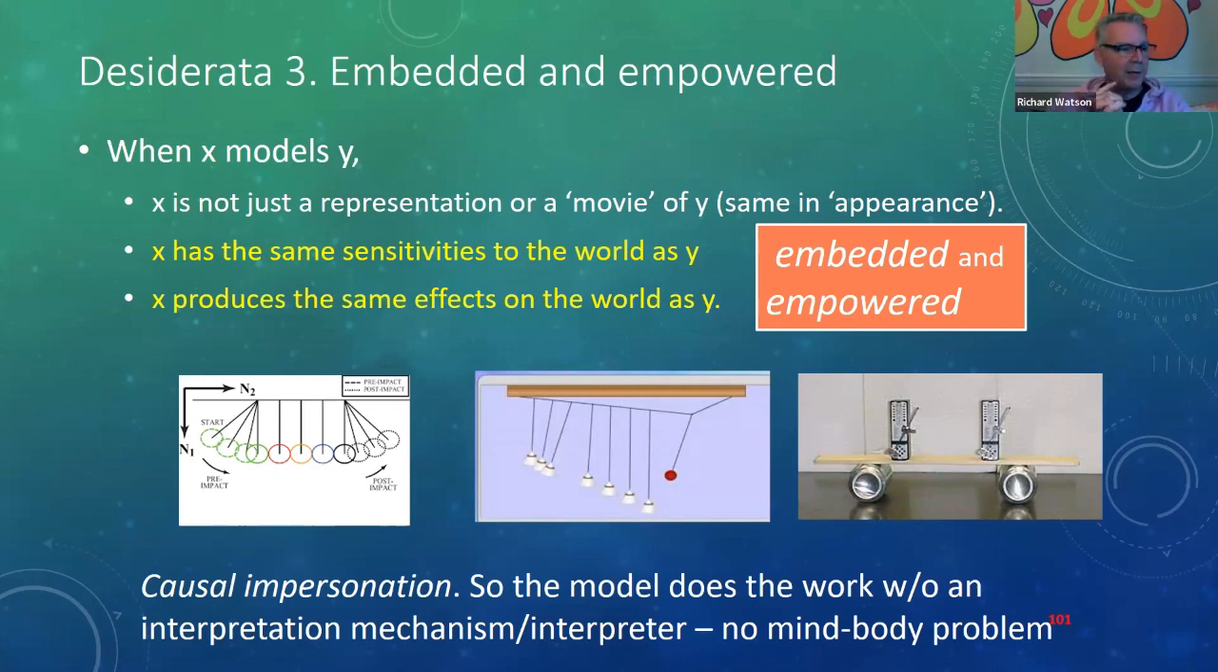Think about Newton's cradle, right? You lift up a weight on one end and you drop it, and it makes the weight on the other end come up. It is, in a sense, a model of what happened over here that happens over here, but it's a mirror of it, but it has the same causal efficacy. That model pushes back on this ball and it comes out the other end.